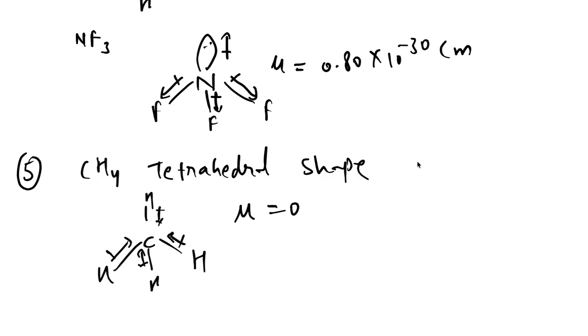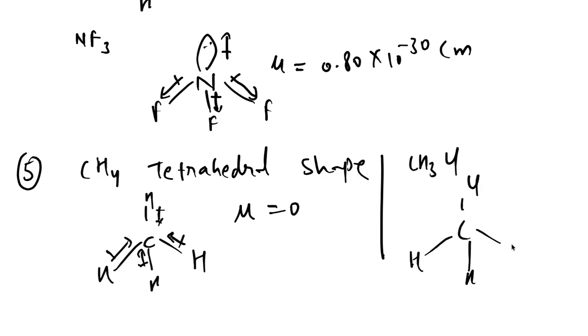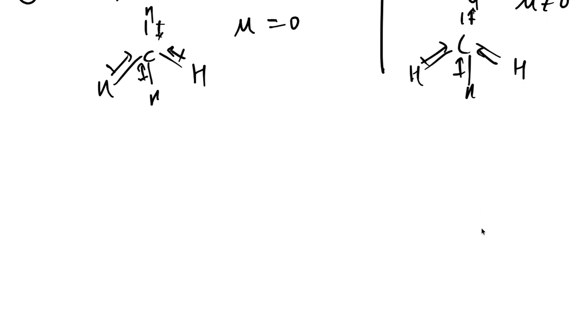Okay, whereas if I compare it with CH3Cl, in that case what will happen? We have a Cl bond and then hydrogen, hydrogen, hydrogen. So in this particular case, though the shape remains the same, the dipole moment will not be equal to 0. Why? Because one of the bonds has been changed. So it is not symmetrical in terms of dipole moment. Okay, so you should keep that in mind also.